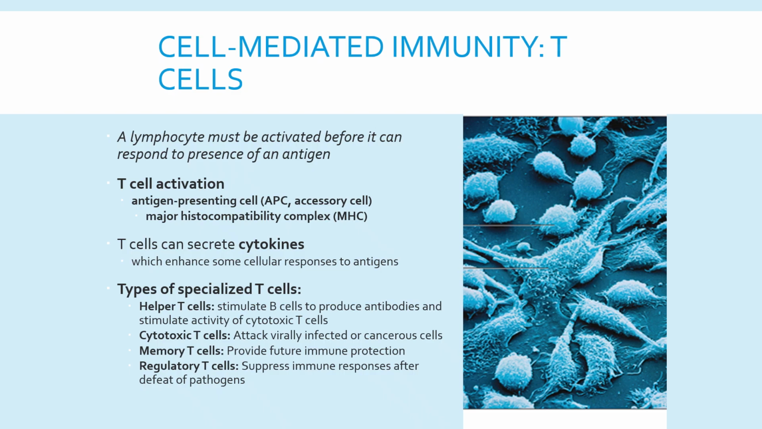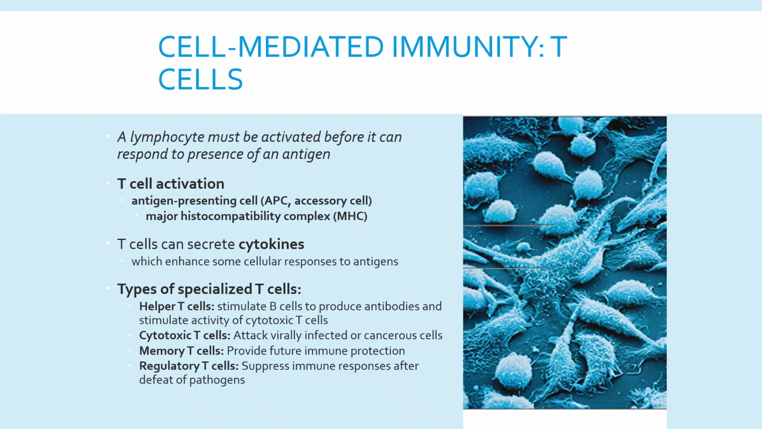When a specific T cell encounters an APC displaying foreign antigen fragments bound to the MHC proteins, it can now recognize the antigen as foreign. And so at this point, our T cell is now activated. T cells can secrete polypeptides called cytokines, which can enhance some cellular responses to antigens.